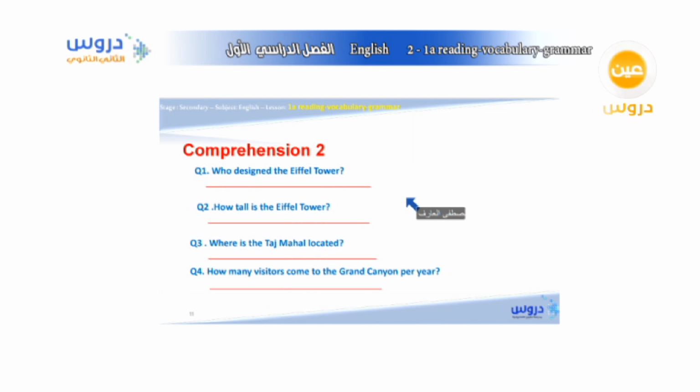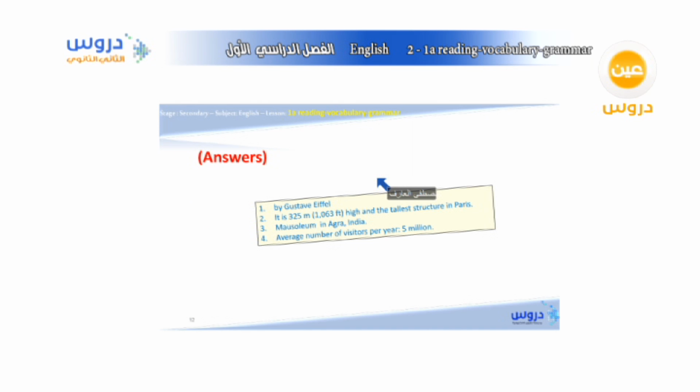3. Where is the Taj Mahal located? Do you remember now? It's a mausoleum in Agra in India. It was built as a tomb for the emperor's wife. 4. How many visitors come to the Grand Canyon in the United States every year? Do you remember? Yes, the average number of visitors per year was 5 million visitors. Here are the answers.